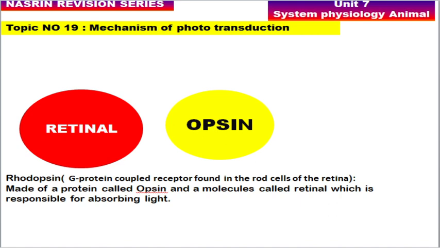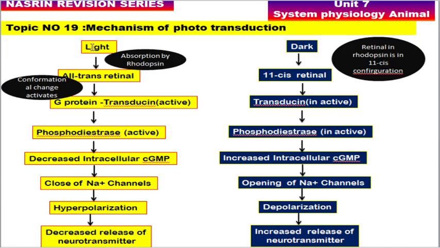You should also know that phototransduction occurs in both rods as well as cones, and the process is similar in both. Phototransduction is the process of converting the light signal into an electrical signal. It involves a protein called opsin and a molecule called retinal, which is responsible for absorbing the light. Retinal is present in two important forms, all-trans retinal and 11-cis retinal. In the presence of light, it will be in the all-trans retinal form, whereas in the dark, it will be in the 11-cis retinal form.